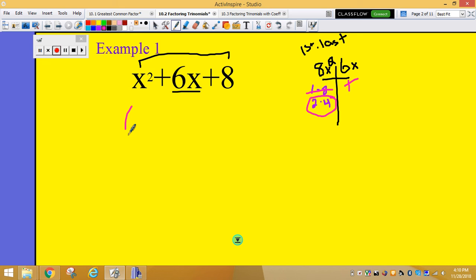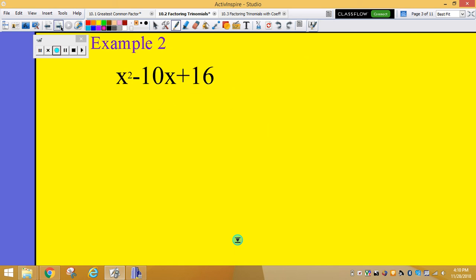So here's how we're going to write it. We're going to do 2 parentheses. I'm going to split up my x squared into an x and an x. And then my answers were a positive 2 and a positive 4. Now, I know you're probably like, what did she just do? It's okay. Let's do another one. It's going to make sense.